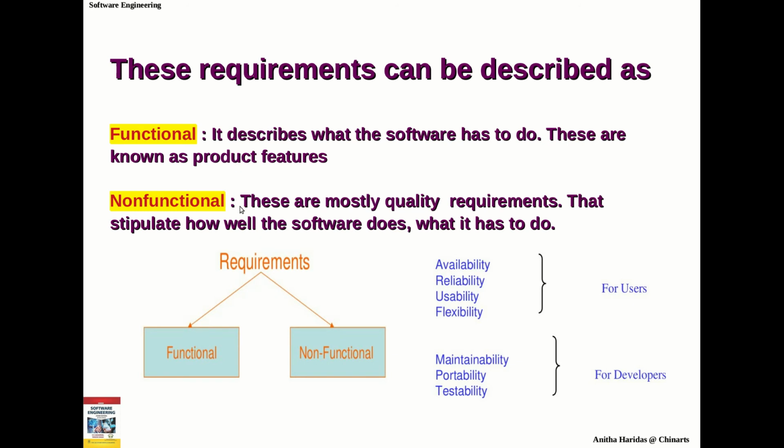Whereas you have non-functional requirements also. These are mostly quality requirements, and these requirements stipulate how well the software does what it has to do. These are some of the quality requirements which we have already discussed when we talked about the quality of a system: availability, usability, how friendly your application is, how flexible it is, whether it is portable or not. These are non-functional requirements because they are mostly concerned with the quality of your software.